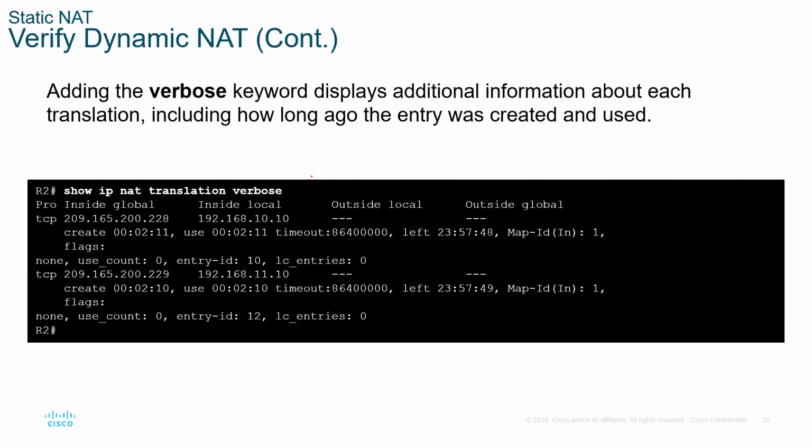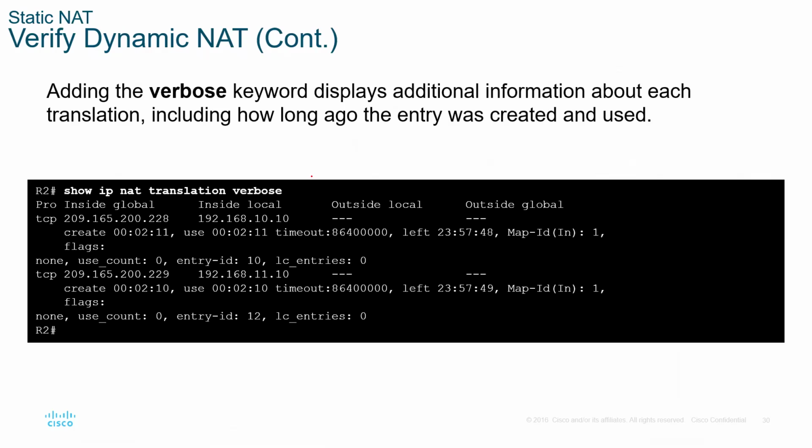Show commands. Here we have show IP NAT translation verbose. The keyword displays additional info about each translation, including how long ago the entry was created and used. So this is a command which has some extra information with respect to show IP NAT translation. It gives you an idea when the entry was created and when it was used.